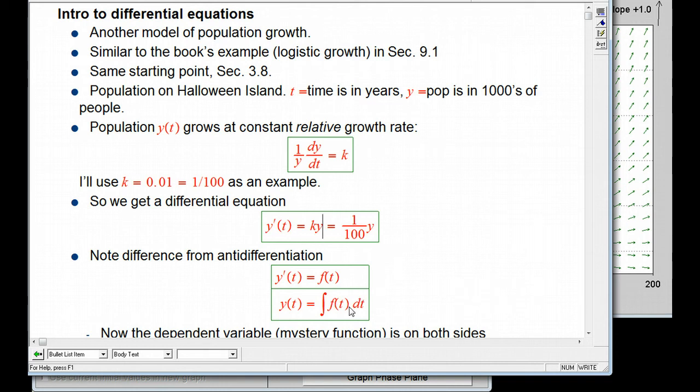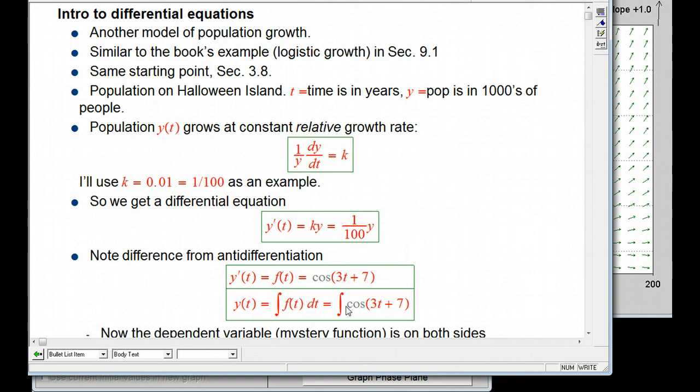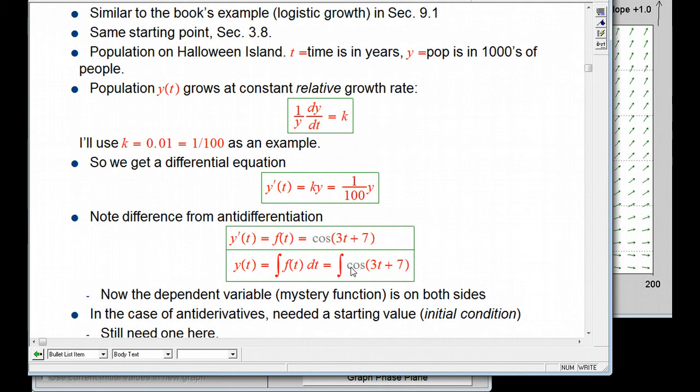Let me make a contrast to anti-differentiation. That's where the mystery function y, the derivative of that, is a specific known function, like, let's say, cosine of 3t plus 7 or something like that. There we would take the antiderivative, and we have been doing that a fair amount lately, taking antiderivatives, using things like substitution. We know the start of that story, although there's a lot more we could say about taking antiderivatives. But this is where you just start with an explicit function of t, and you anti-differentiate. Find the mystery function whose derivative is this guy.